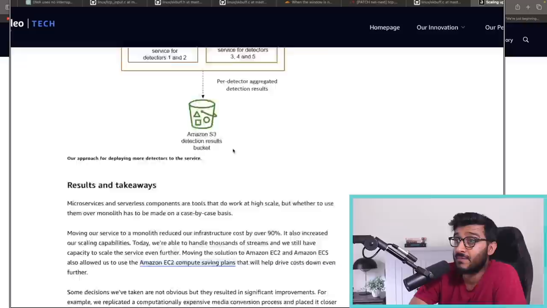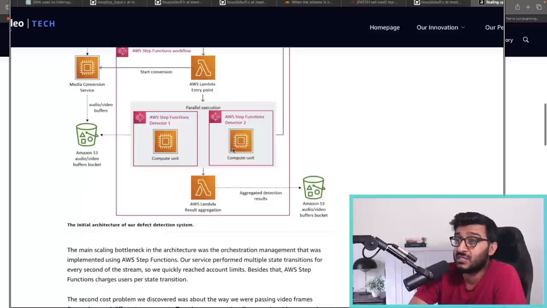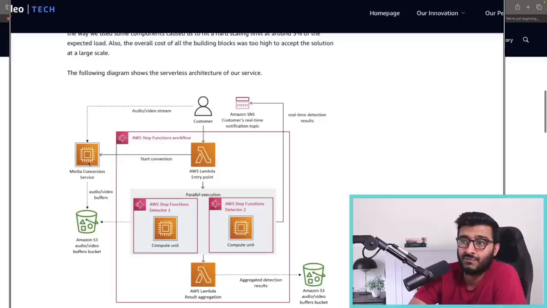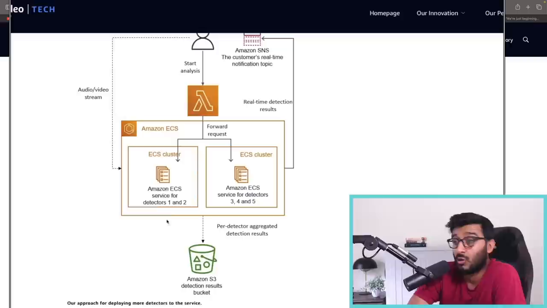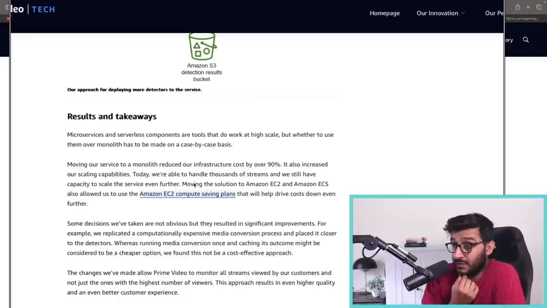Now there is no more of these... The S3s were killing them, to be honest, right? And the bandwidth here, and the orchestration cost, right? All of the thing is now a single process, or maybe multiple processes, depending on whatever that is. So it also increased our scaling capabilities. Today, we're able to handle thousands of streams, and we still have capacity to scale the service even further.